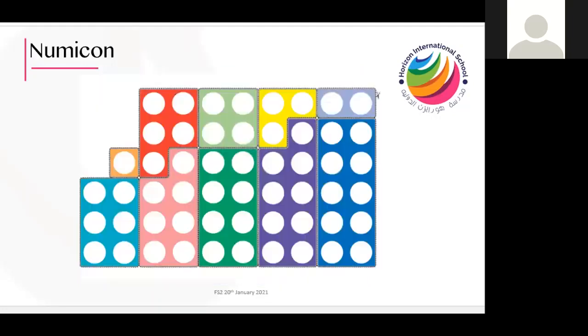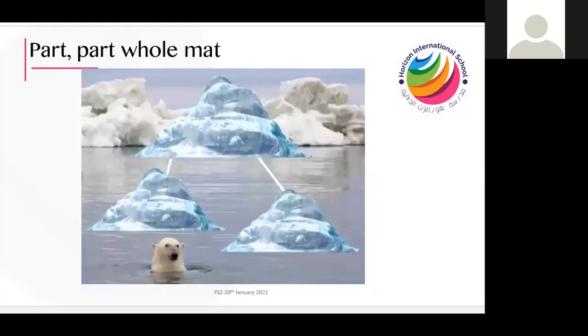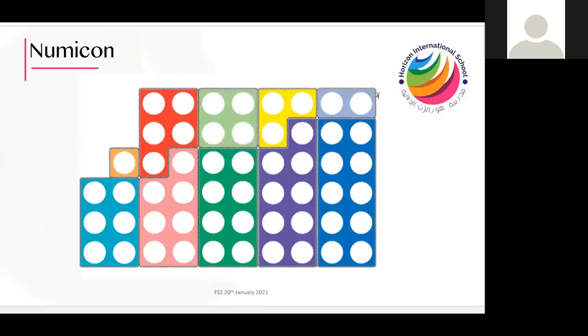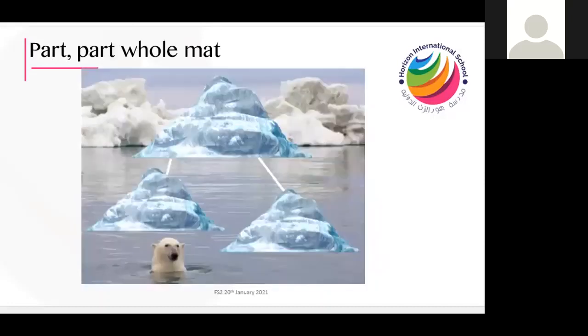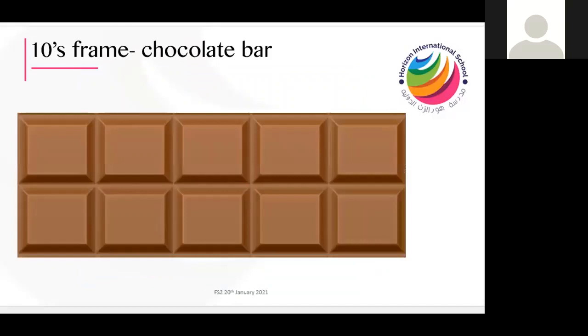We're also going to give you a set of Numicon. I think we sent this out at the beginning of the year, but we'll give you another set. You can photocopy these if you wanted more and cut them out. You can use those at home. Also, your children are going to make tomorrow in school a set of 10 reversible counters. So they have their own counters that they've made in school to bring home. You can use those on the part whole mats, and you can use them on the tens frame chocolate bar.